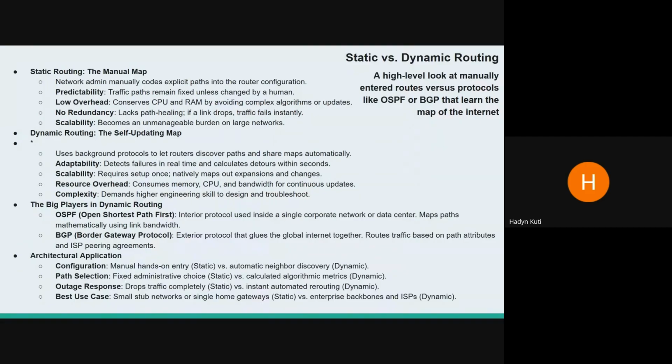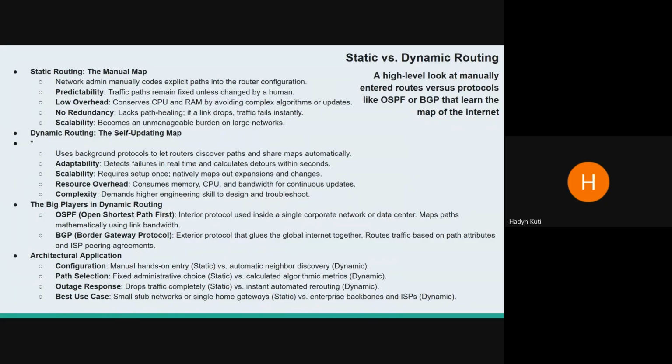Then we have dynamic routing, the self-updating map. This uses background protocols to let routers discover paths and share maps automatically. This detects failures in real time and calculates detours within seconds. It requires one-time setup and natively maps out expansions and changes. It consumes memory, CPU, and bandwidth for continuous updates, and demands higher engineering skills to design and troubleshoot.